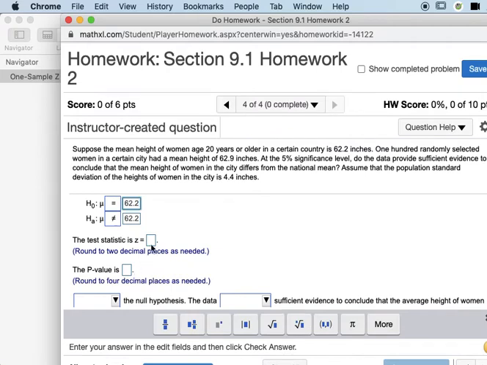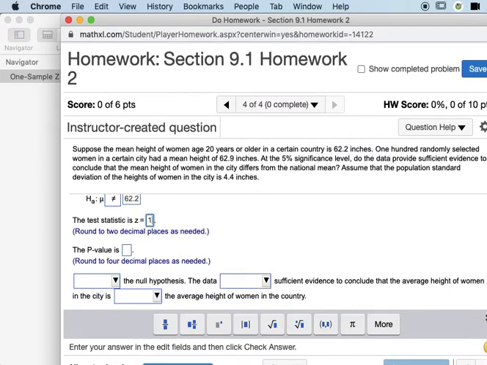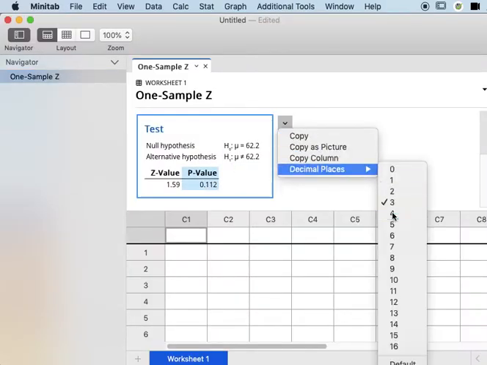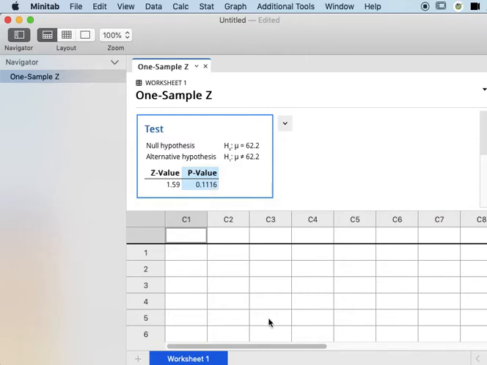Z-value of 1.59. And the p-value is 0.112. Now it says to round to 4 decimal places, so I need to get some more decimal places here. 0.1116.